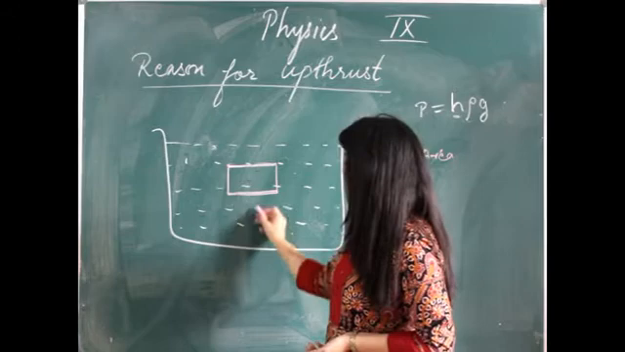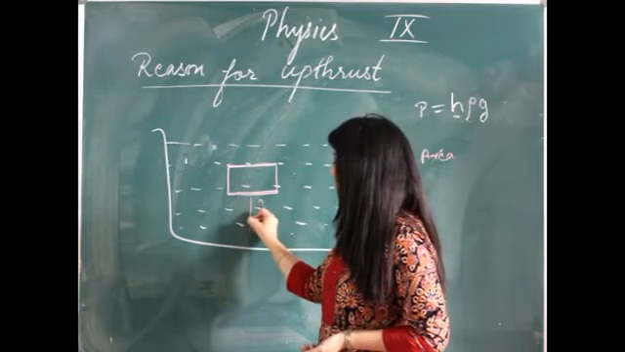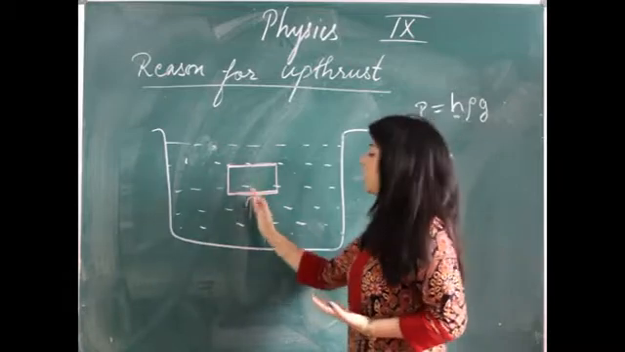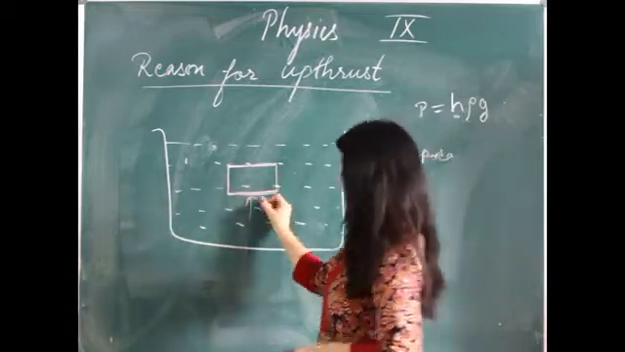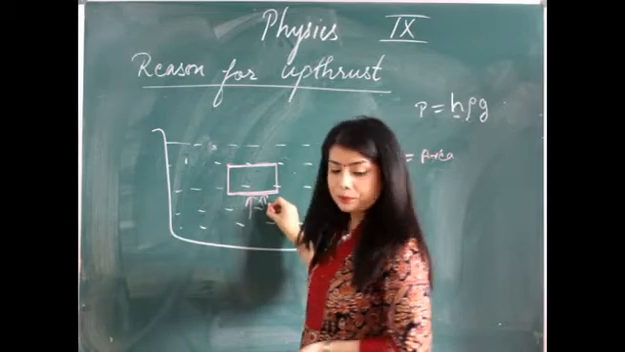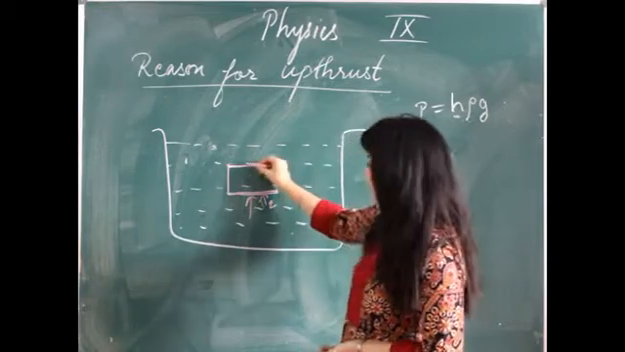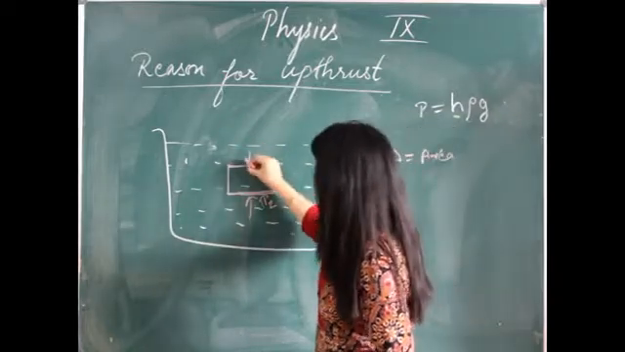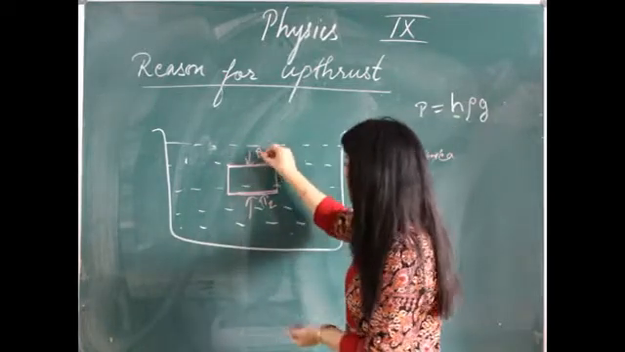Now the pressure over here due to the liquid will be acting upward at the bottom surface. Let us consider this as P2. The pressure over here is due to the liquid which is there at the upper surface. Pressure over here be P1.